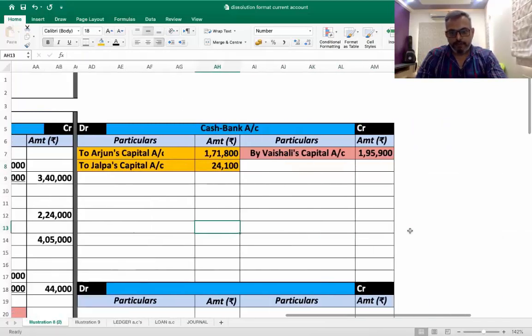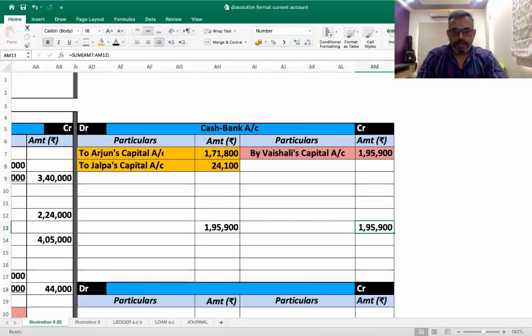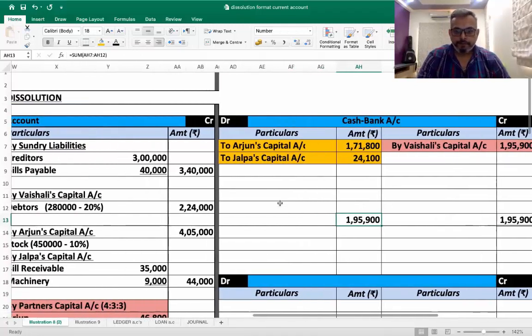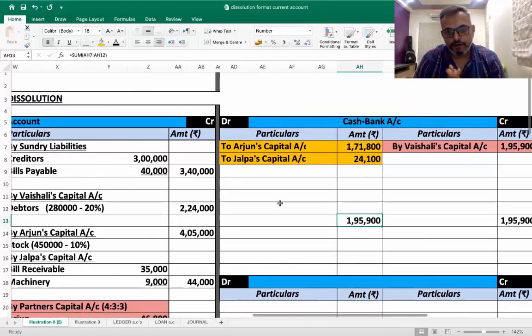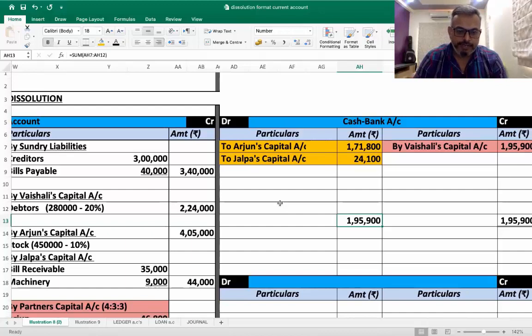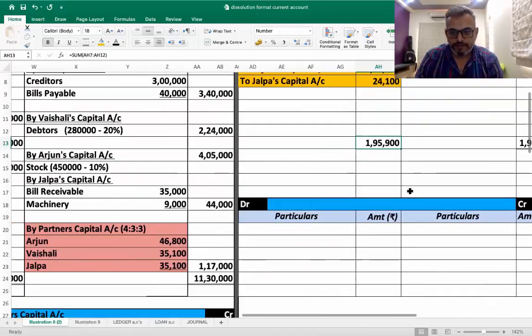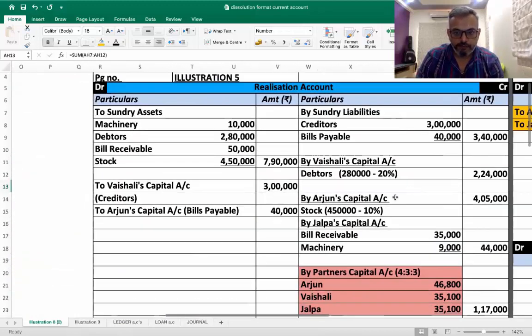Let's check whether cash account is matching or not. It matched, so perfectly done. If cash account does not match, it means there is some problem. Okay, in dissolution, your cash account at the end should tally. Okay, check it. Go through the question once again. See if you have any doubts. Please ask.